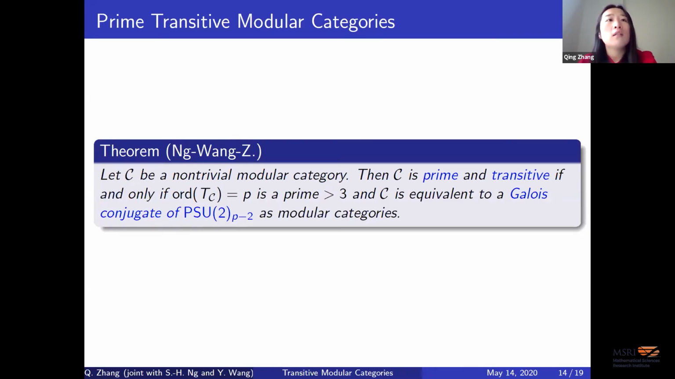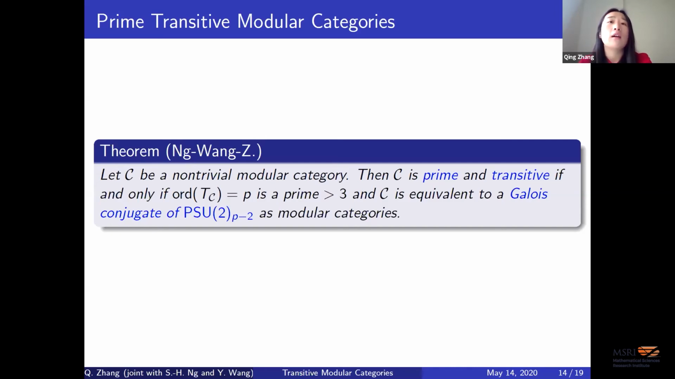We consider a non-trivial modular category C. Then C is prime and transitive if and only if the order of the T matrix is a prime P greater than 3, and C is equivalent to a Galois conjugate of PSU2 level P-2 as a modular category. So this is a description of prime transitive modular categories.